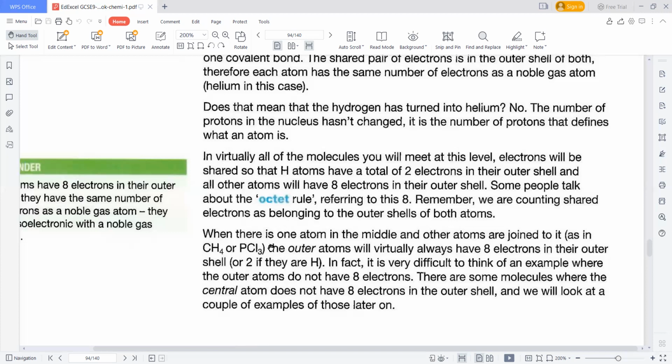When there is one atom in the middle and other atoms are joined, such as in methane or phosphorus trichloride, the outermost atoms will eventually always have 8 electrons in their outermost shell. In fact, it is very difficult to think of an example where outermost atoms do not have 8 electrons. Now, there are some molecules where the center atom does not have 8 electrons in the outermost shell.